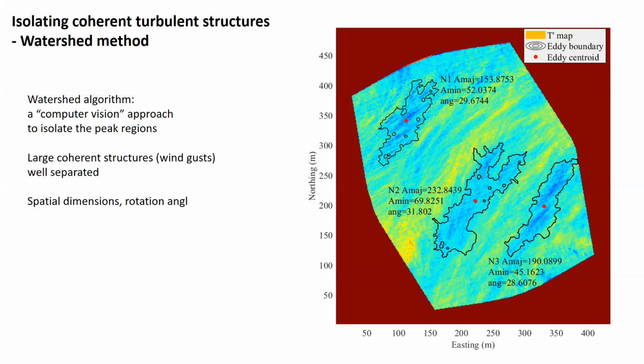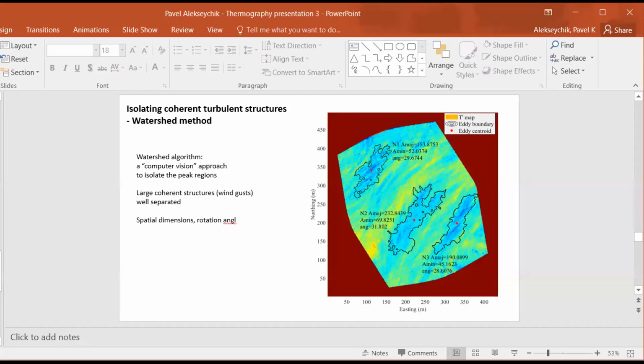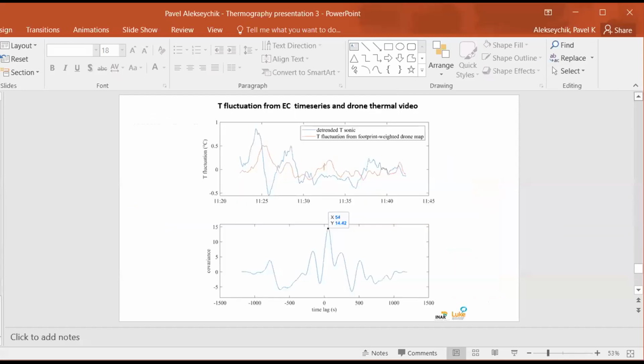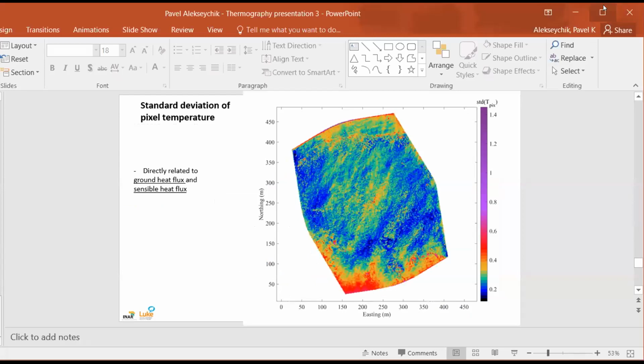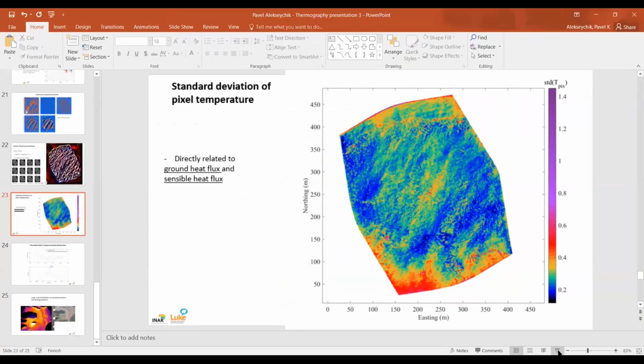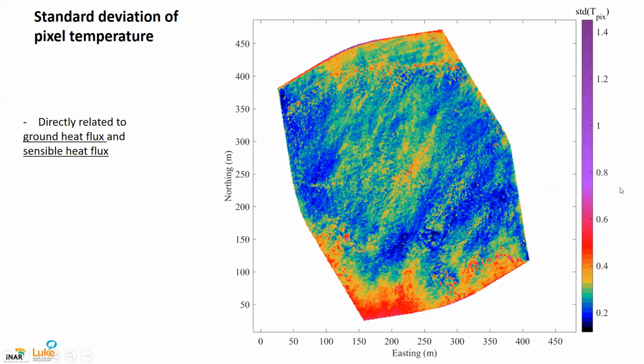And regarding the fluxes, the closest we've got so far is maybe this image showing the standard deviation of pixel temperature. The standard deviation of temperature on the surface is directly related to sensible heat exchange and ground heat flux. So this is one of the products that we're able to present based on the same data. Okay.